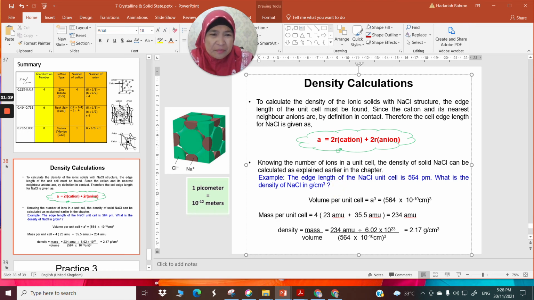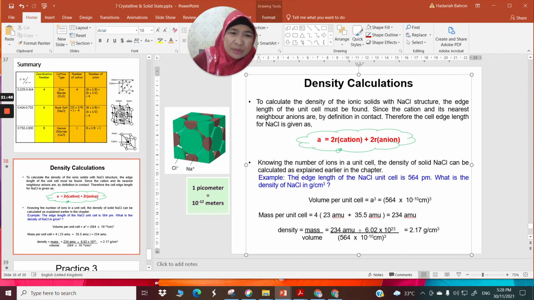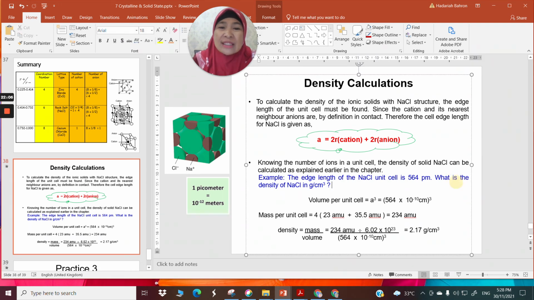And there is one example for density calculation. Knowing the number of ions in a unit cell, the density of solid sodium chloride can be calculated as explained earlier. The example: the edge length of the sodium chloride unit cell is 564 picometers. Remember, 1 picometer is 10 to the power of minus 12 meters. I always tell you, convert everything into centimeters when you go into density calculation. So the question is, what is the density of sodium chloride in grams per centimeter cubed?